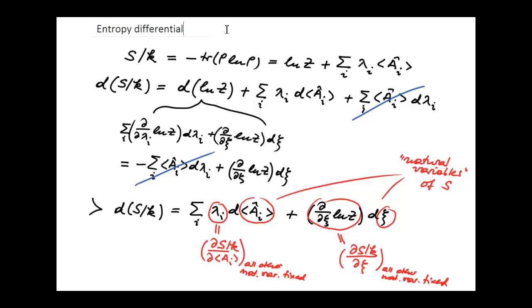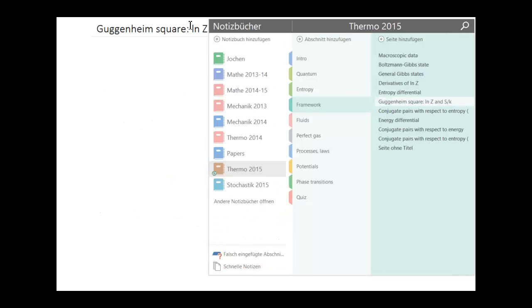Now, there's a wonderful way to summarize these findings in a single figure, in a single graph. And this is called the Guggenheim square. It has nothing to do with the Guggenheim Museum. I can't tell you much about Mr. Guggenheim, this Guggenheim, but it's named after him. And it's a scheme that in a very compact fashion summarizes all the relations that we had on the previous 2 pages.